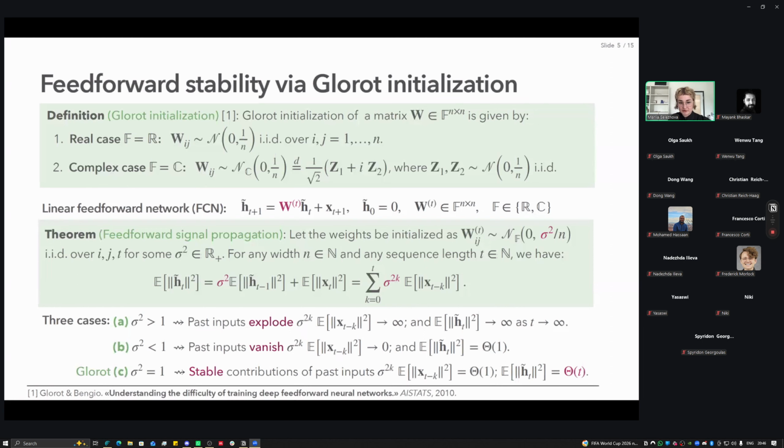Now, Glorot initialization is exactly the only possible choice in the middle of these two cases, where the contributions of past inputs are stable, and the norm of the hidden state grows linearly with the time t. So we see that the norm here still grows in the sequence model, but it grows somehow benignly, not exponentially, in the sequence length t.